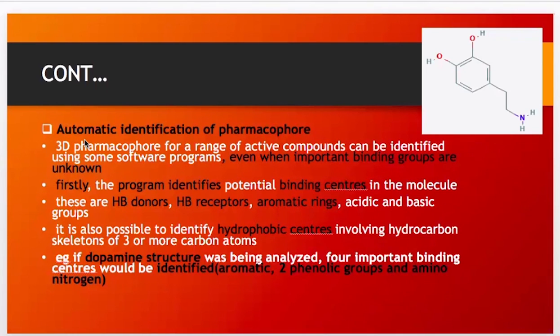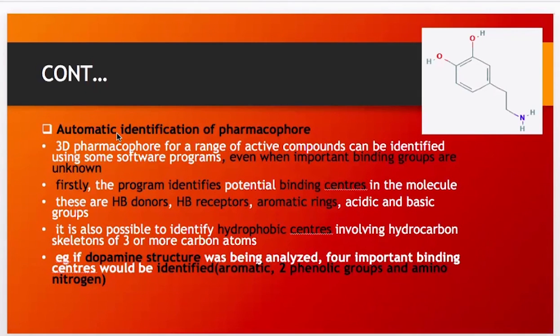The other way of identifying the pharmacophore would be automatic identification of the pharmacophore. All of these things, we are using computers and software. So how can this be done? We're saying a 3D pharmacophore of these different active compounds can be identified even when you don't know the important binding groups. The first thing with this automatic identification program is that the software identifies the potential binding centers in the molecule.